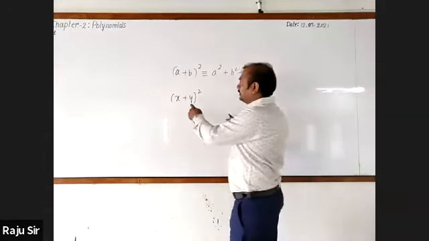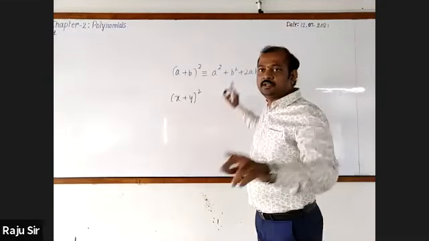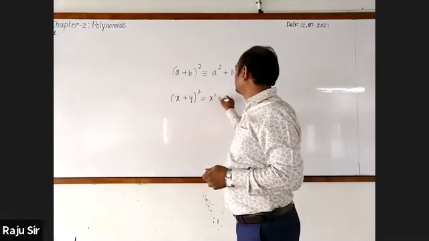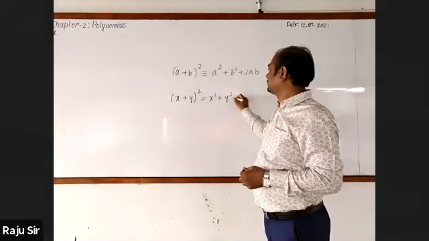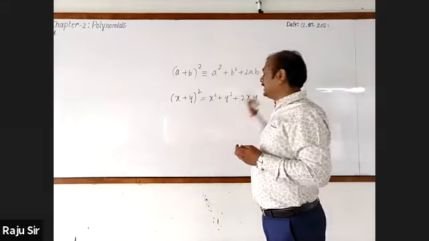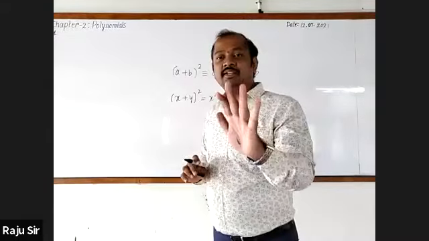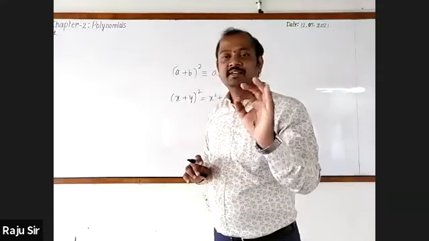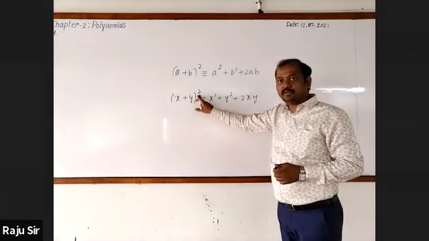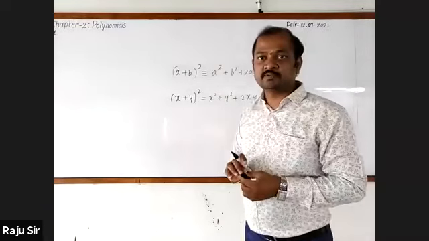Sir, shall I? I already told it is of the form A plus B whole square. x square plus y square plus 2xy. Correct. Sir, it is echoing. Nothing to worry. Prashant sir is there. He will correct it. x plus y whole square is equal to x square plus y square plus 2xy.